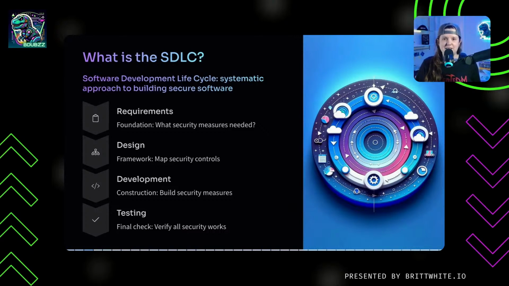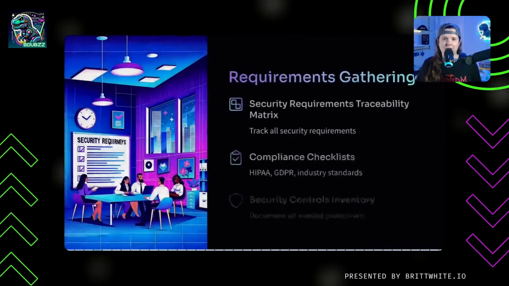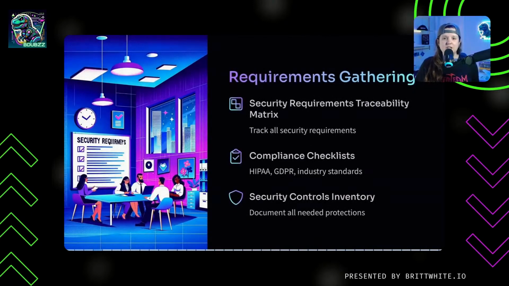So let's break down these SDLC phases and see how security integrates throughout each one. Remember, security isn't something we just bolt on at the end. It's integral to every step of the process. First up is requirements gathering. This is our foundation. Imagine you're building a healthcare app with HIPAA requirements. You'll need three key things: a security requirements traceability matrix to track everything, compliance checklists, and detailed security controls inventory.